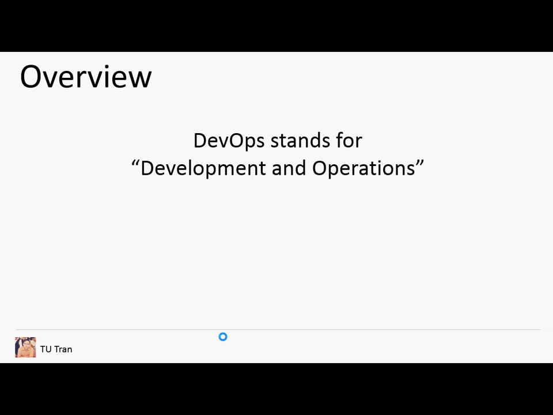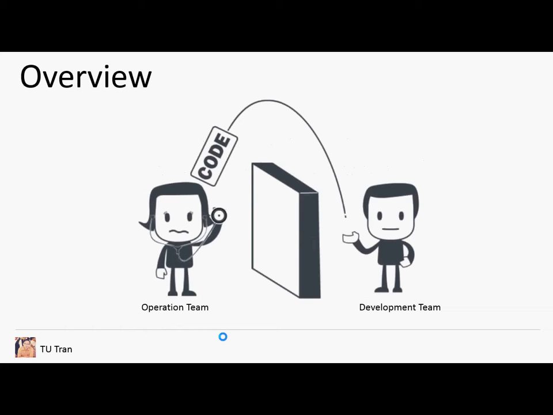DevOps stands for development and operation. Normally, the development team will create the product. They will implement the new features for the software, and they also do the bug fixing. And the operation team will take responsibility to maintain and deploy the software to the UAT or the production, and they make sure that the software uptime is 99%.